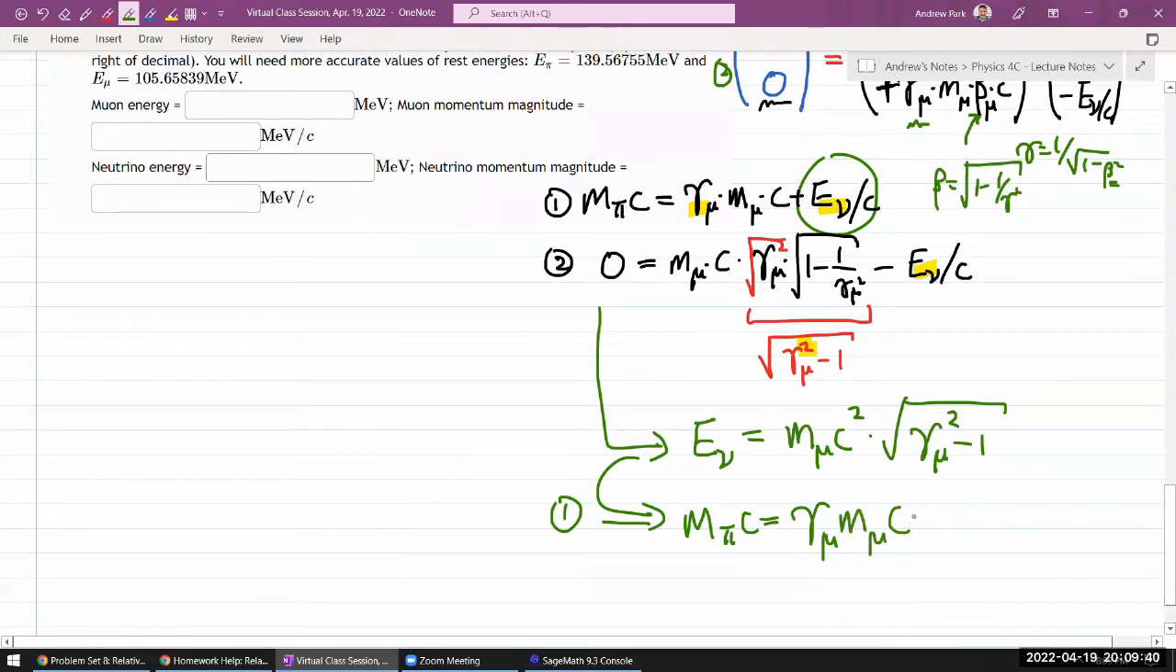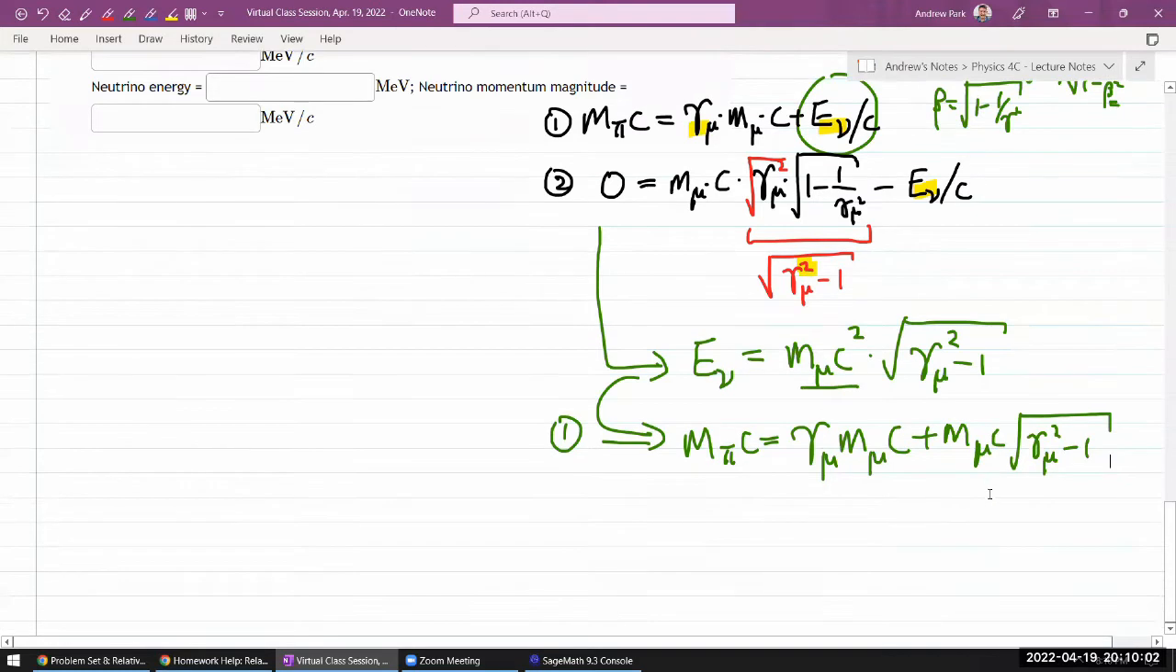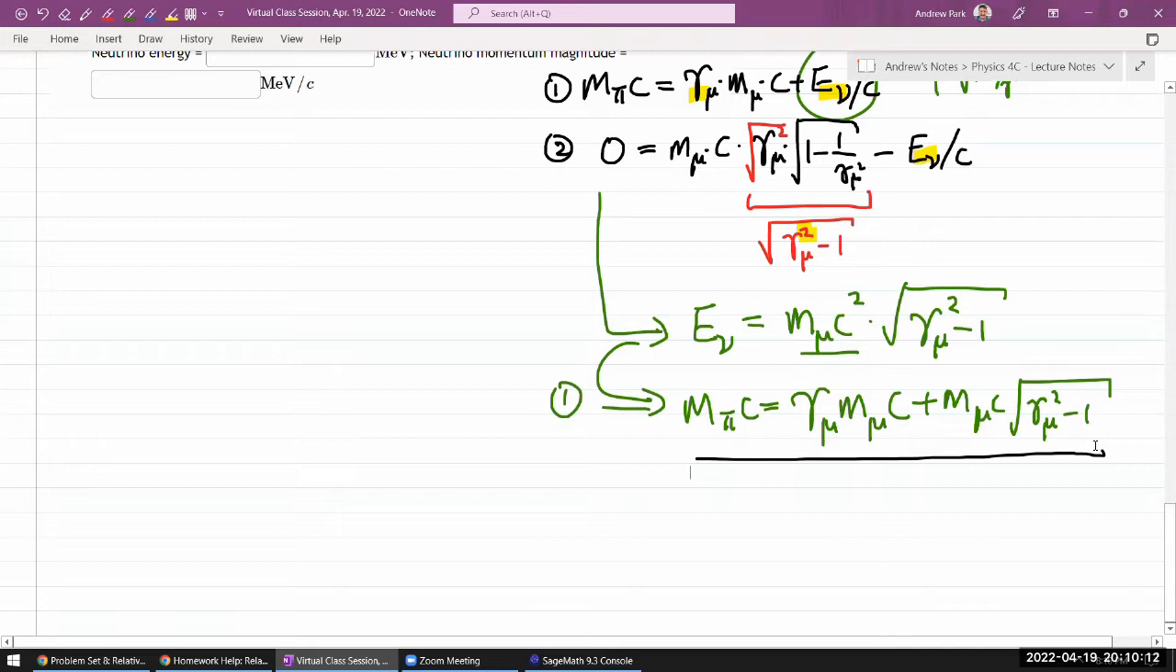I have to deal with the square roots. Plus m mu c, and looking at here, divide by c, so the square goes away, square rooted, gamma mu squared minus one. Okay, there's no way around the tedious algebra, so I'll go through it. And I think there's some usefulness in seeing the demonstration, so I'll just do it. Now, because I've done this a few times, I do see something will simplify as I go. So that'll be nice. That's what gives me hope.